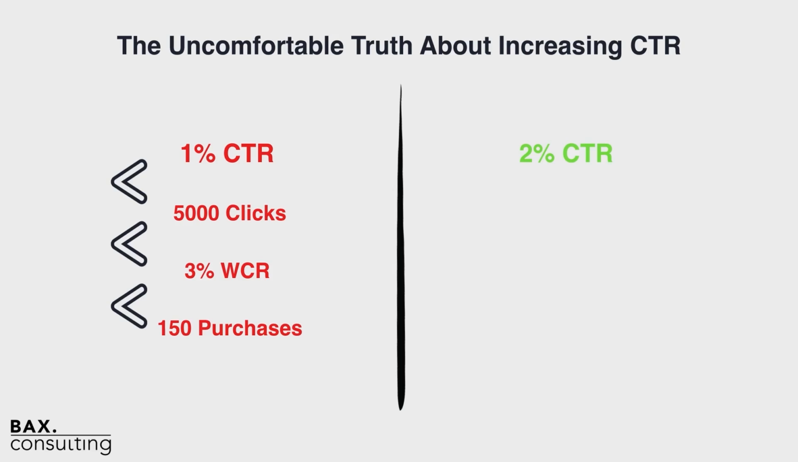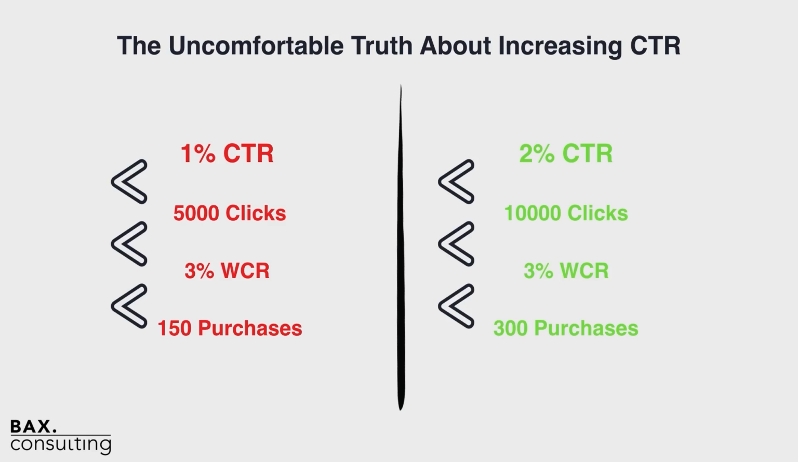Now let's look on the flip side and see what just increasing your CTR from 1% to 2% does to your results. Well, now you're going to warrant 10,000 clicks, right? Because 1% CTR produced 5,000 clicks. Now a 2% CTR, you've doubled your CTR, which means you're going to double your clicks. So now you get 10,000 clicks. With the same website conversion rate, you've now generated 300 purchases. So you've literally 2x'd your results. You've doubled your results.